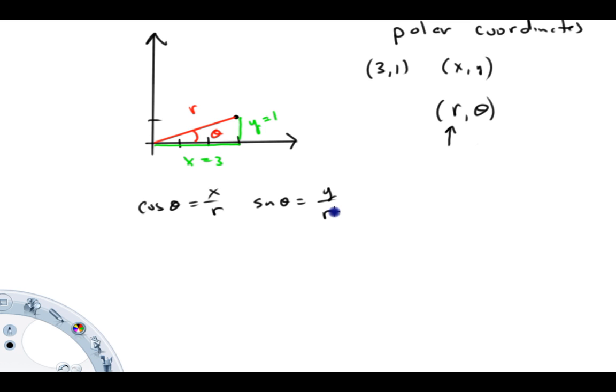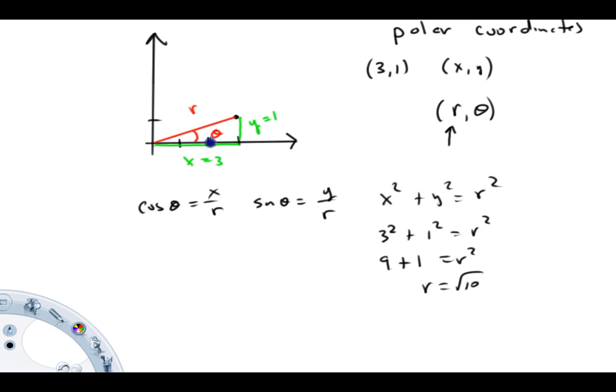In addition to that, we can write out the Pythagorean Theorem relationship for this triangle, which is x squared plus y squared equals r squared. So basically, these three equations are what will allow us to go back and forth between polar and Cartesian coordinates. In this example, I can calculate r easily by the Pythagorean Theorem. We have 3 squared plus 1 squared equals r squared, so 9 plus 1 equals r squared. So r is equal to the square root of 10, which is 3 point something.